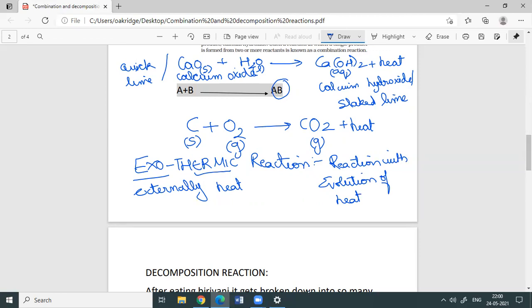So this is all about combination reactions. Combination reactions are always accompanied with heat and they are exothermic reactions. Okay, make a note of it.